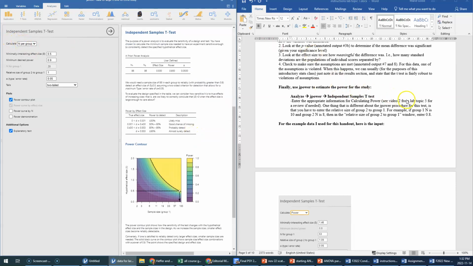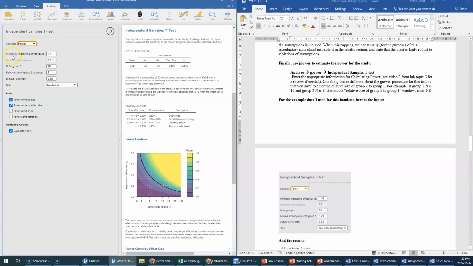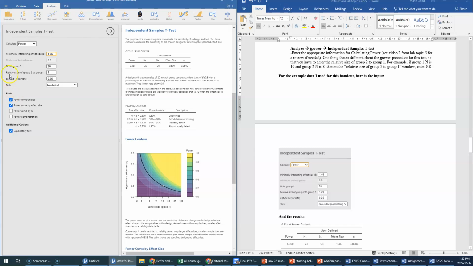All right. If we want to calculate power, we're going to click on power, right? We want to get an estimate of how much power the test has. For a minimally interesting effect size, we're going to enter the effect size that we found in our study, 1.46. We're going to just leave the error rate at 0.05. We're going to change it to a one-tailed test. All right, but here's where we have to do a little bit of thinking.